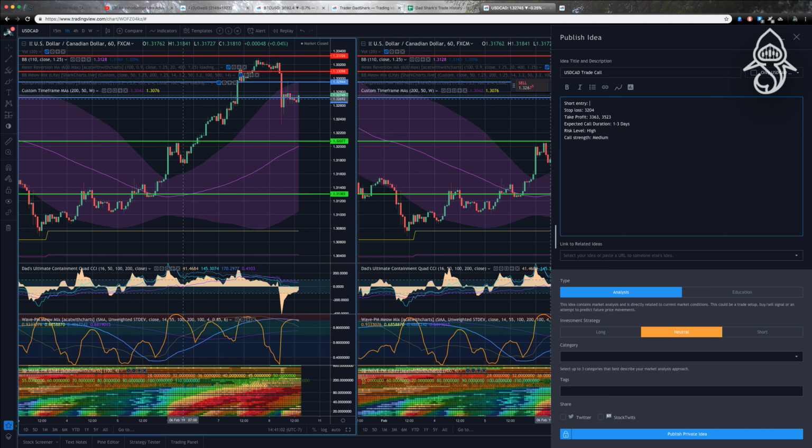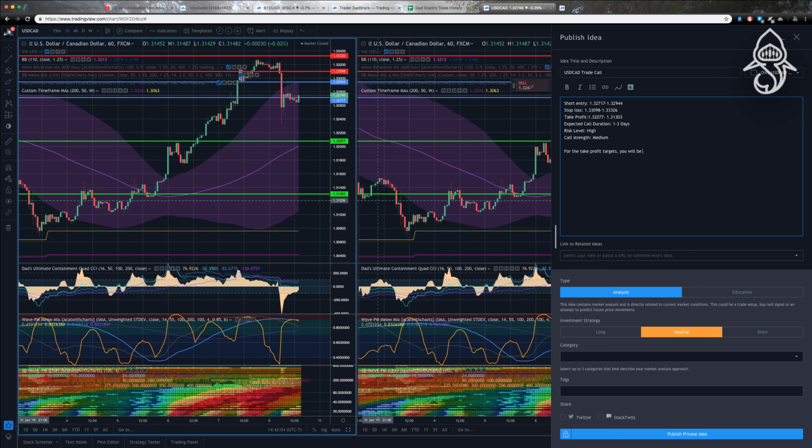Short entry. It's going to be from $1.32717 to 1.32944. Stop loss range from 1.33098 to 1.33326. Take profit from $1.32077 to 1.3103. We do need to include an important note for the take profit targets.